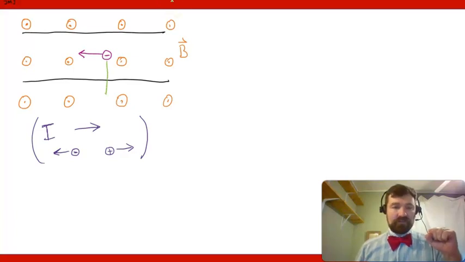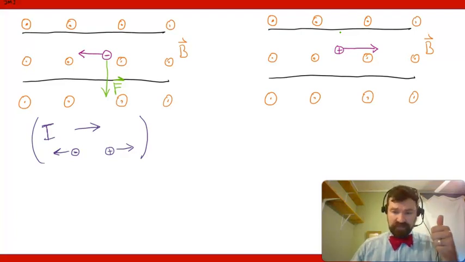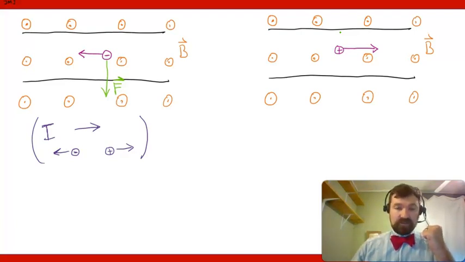So this is the direction of my force. All right, so suppose instead I have a positive particle. Note that I've flipped the sign of the particle, and I've also flipped the direction that the particle is moving in. This means that I should actually expect the force to be in the same direction as with the negative particle. Let's check with our right hand.